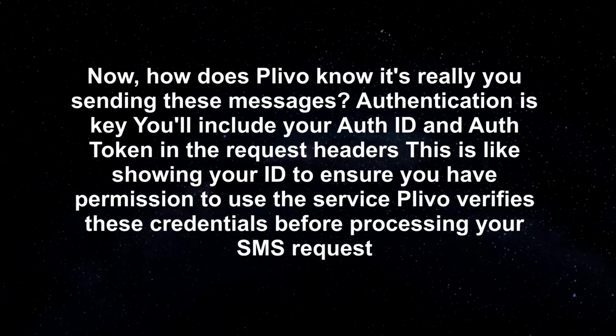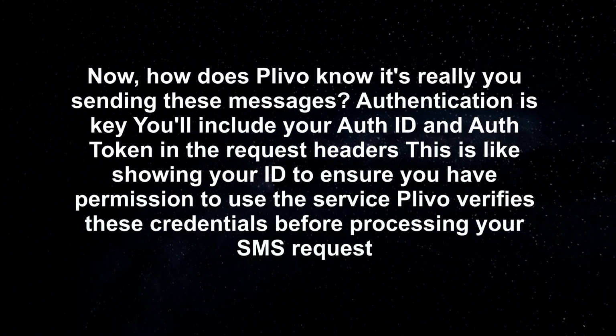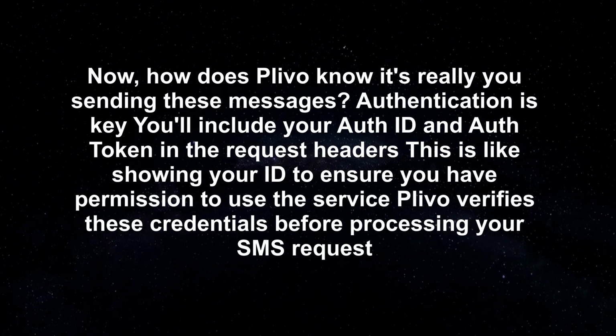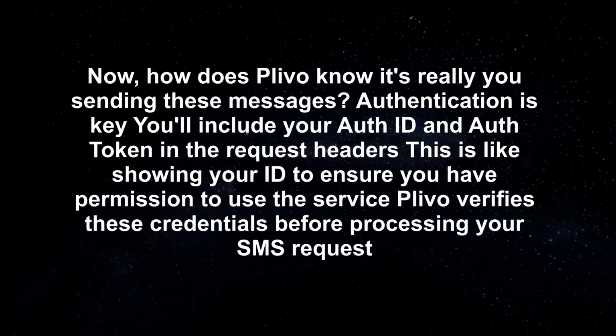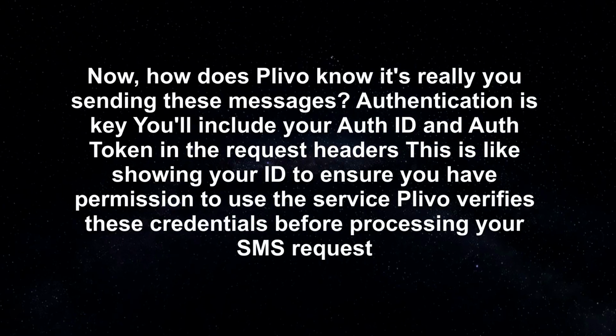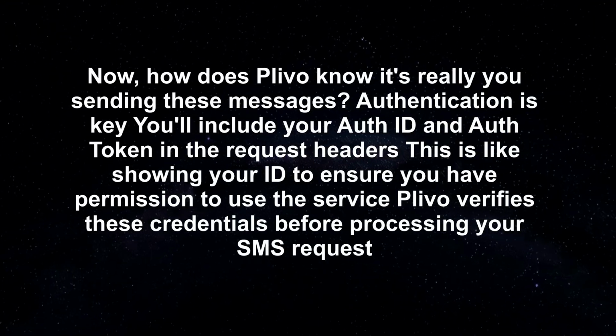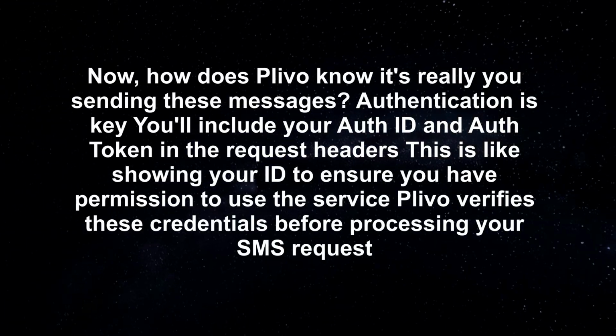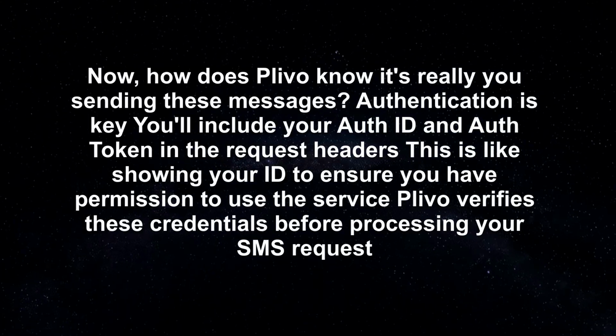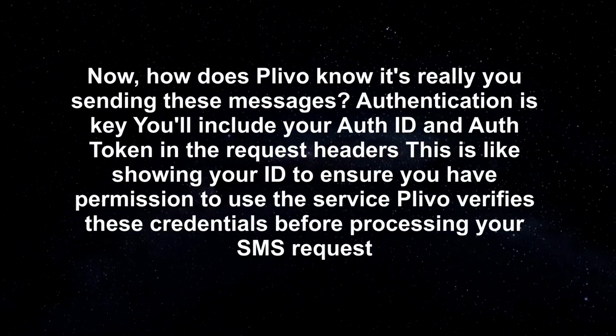Now, how does Plivo know it's really you sending these messages? Authentication is key. You'll include your Auth ID and Token in the request headers. This is like showing your ID to ensure you have permission to use the service. Plivo verifies these credentials before processing your SMS request.